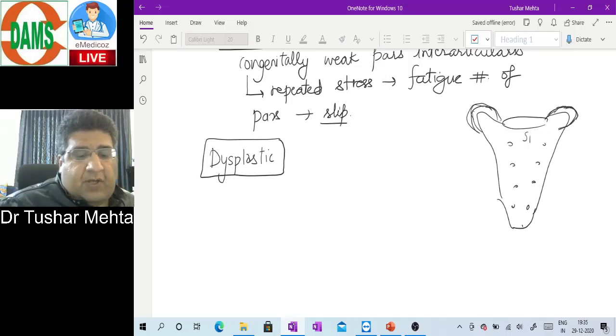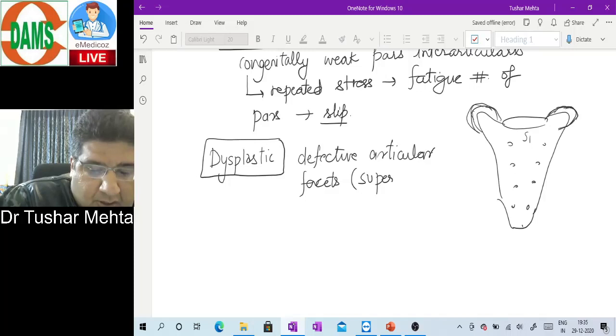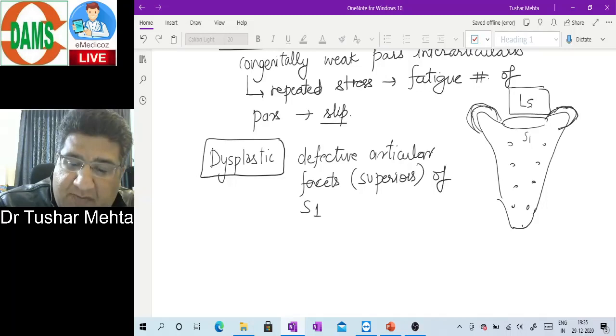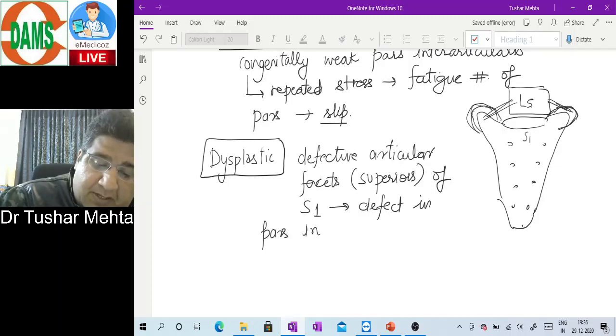Now, that 16-year-old girl was born with defective articular facets, particularly the superior ones of the S1. So technically, the vertebral body which was supposed to make a joint with that was L5. But she had defective superior articular processes of S1. Because of which, she had a defect in the pars interarticularis.